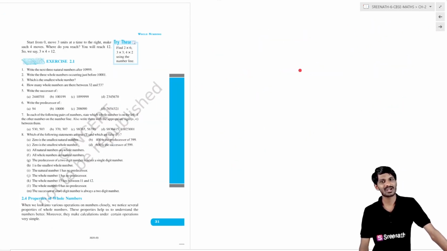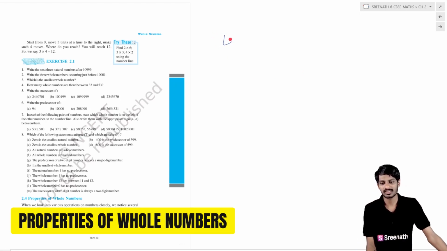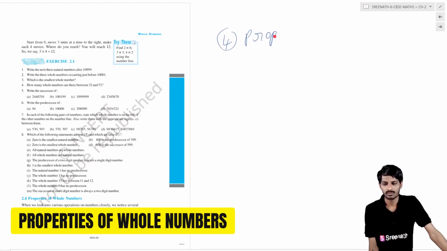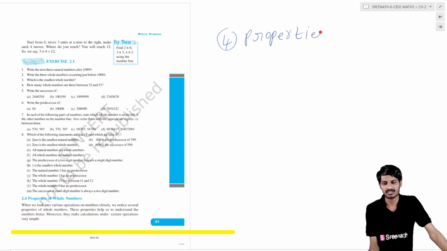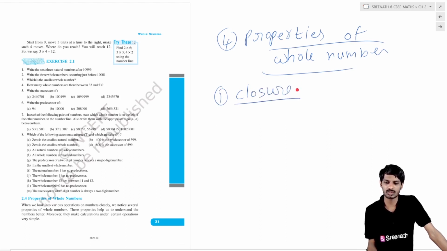Okay, students, we have completed the third topic also. Now we have entered into the fourth topic, fourth concept, that is properties. So there are some properties for whole numbers. So what are the properties of whole numbers? First property is the closure property. We are going to discuss this closure property under addition and also under multiplication.